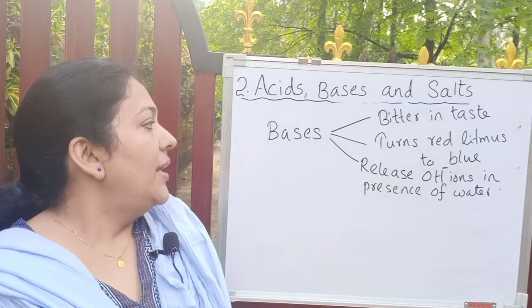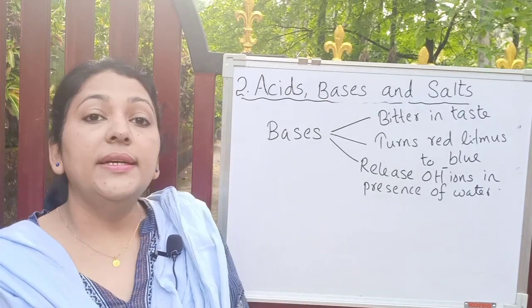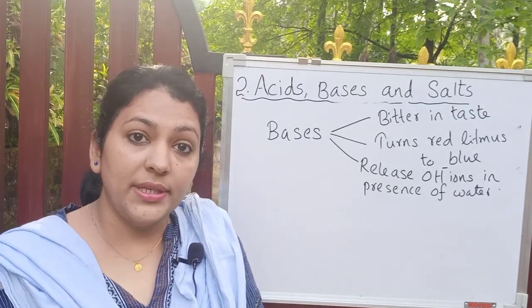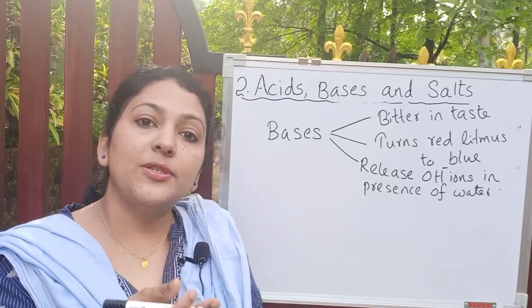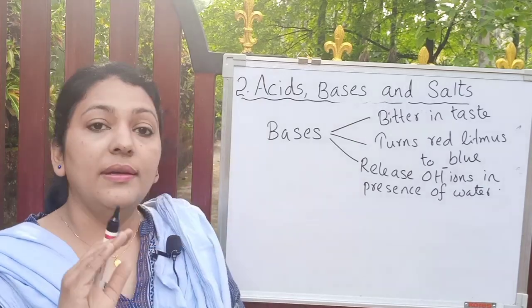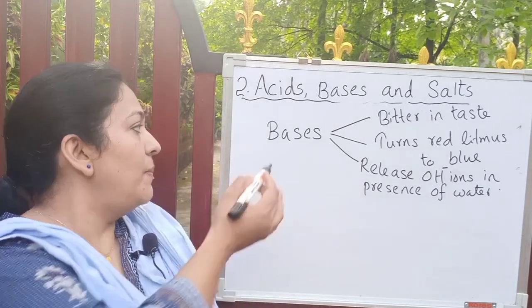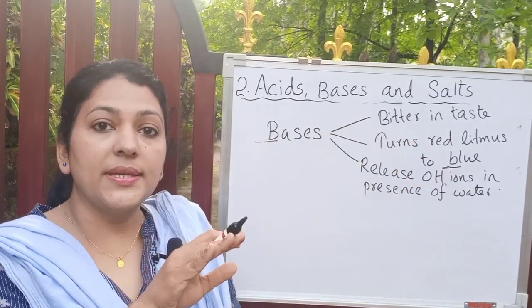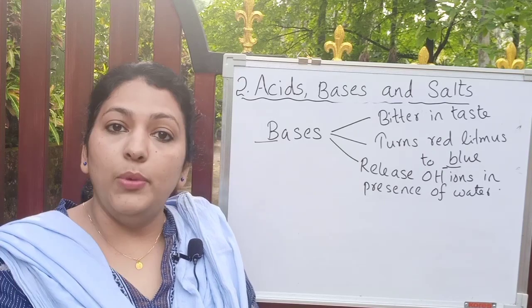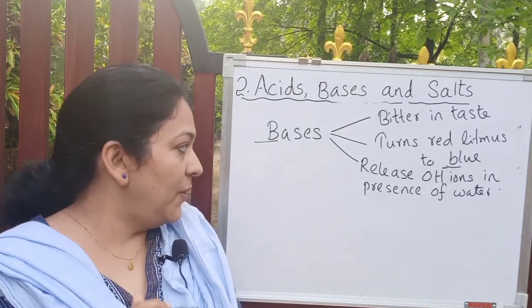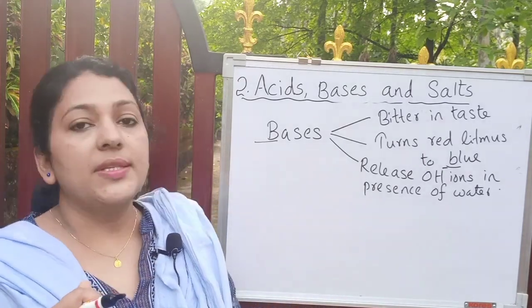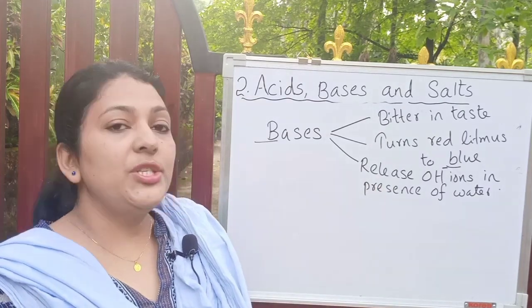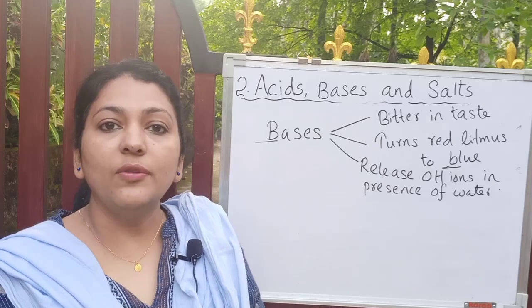Then the second point is that it turns red litmus to blue color. Acids are just the opposite. They turn blue litmus to red, but bases turn red litmus to blue color. So base and blue, remember B and B. In bases, the color of litmus will be blue. Red will change into blue. And the third characteristic is that bases release OH minus ions in the presence of water.